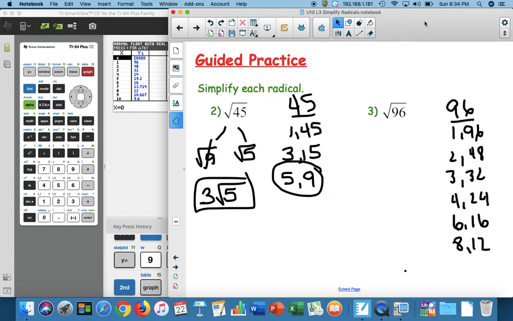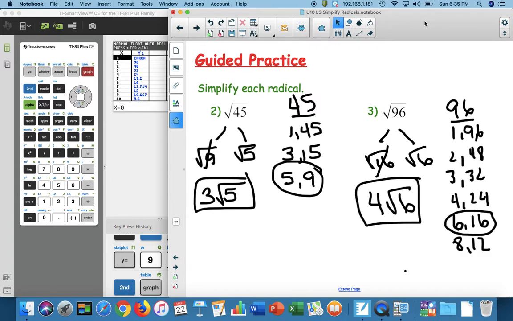Here we have a lot of factors that have perfect squares, more than one. We have to pick the factor with the biggest perfect square, and that's going to be 6 and 16. Make your little tree. The square root of 16 is 4, and you leave 6 alone since it cannot be square rooted. That is how you simplify radicals. If you have more than one perfect square, you always pick the biggest perfect square.